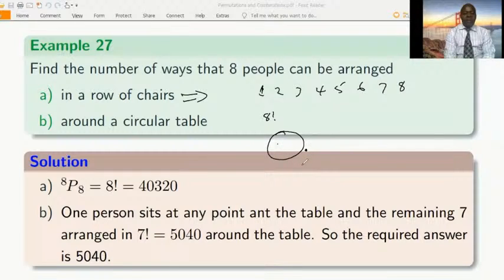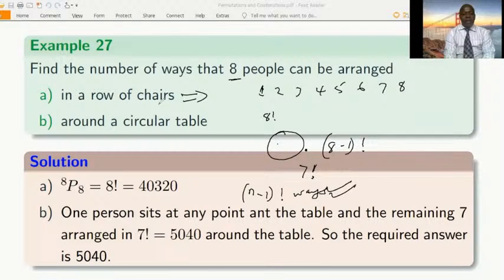And they'll sit in 7 factorial ways. So that means that if you arrange people in a circle, then you can arrange them in n... if there are n people, then you can arrange them in n-1 factorial ways. That is why we had 8 people here, and we will arrange them in 8-1 factorial ways, which is 7 factorial ways. So if they are sitting around a circle, this is how we do it.